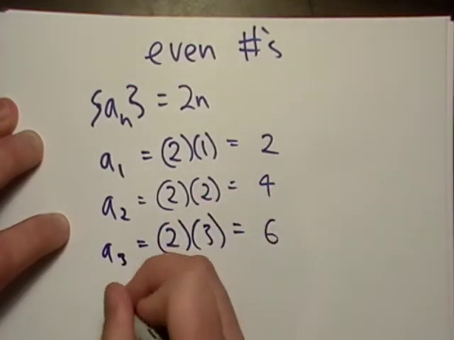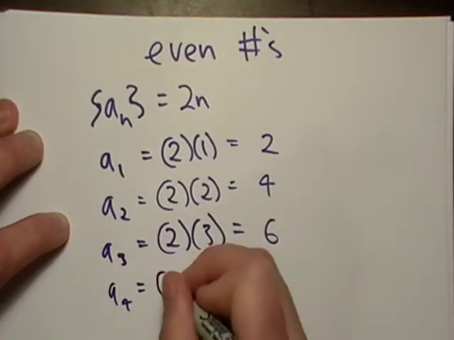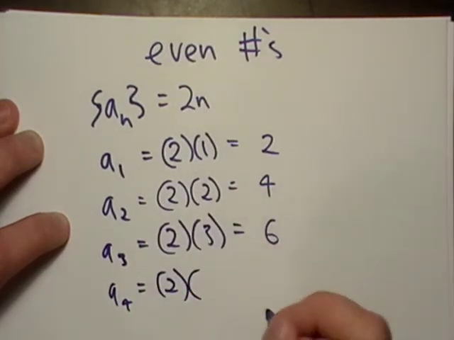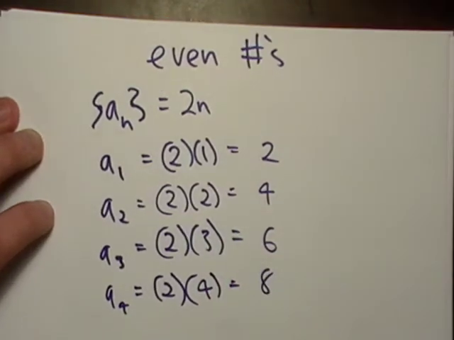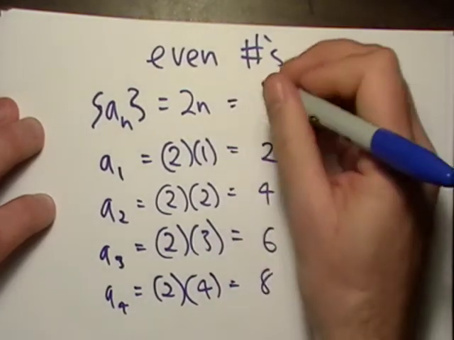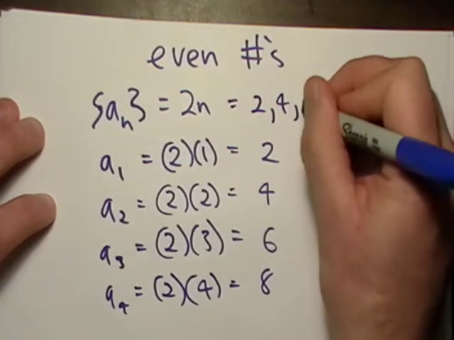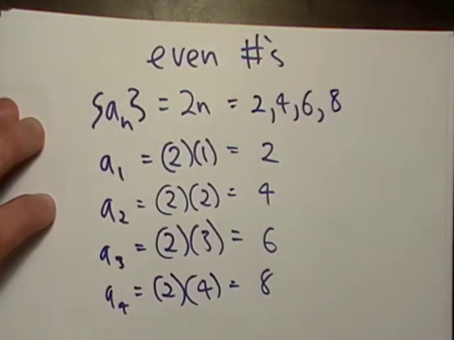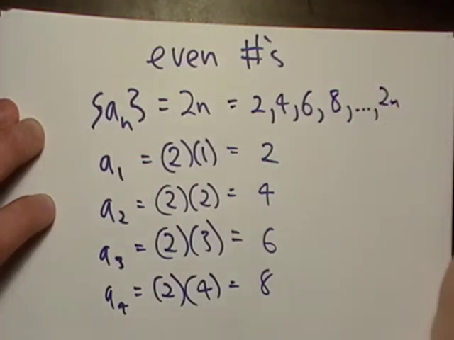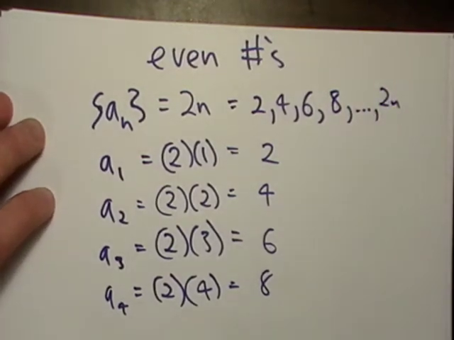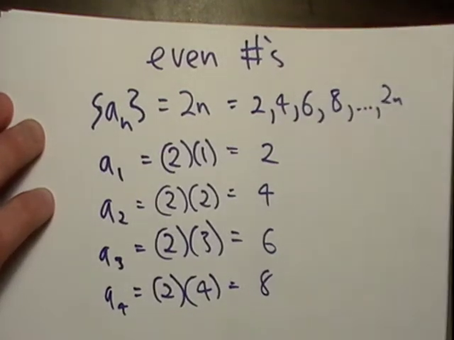That's 6, and a sub 4. Let's just do the first 4 terms again: 2 times 4 equals 8. So it looks like right here, that's just 2, 4, 6, 8. And if we wanted to go forever, we write our 2n. Now, let's say we wanted all odd numbers.